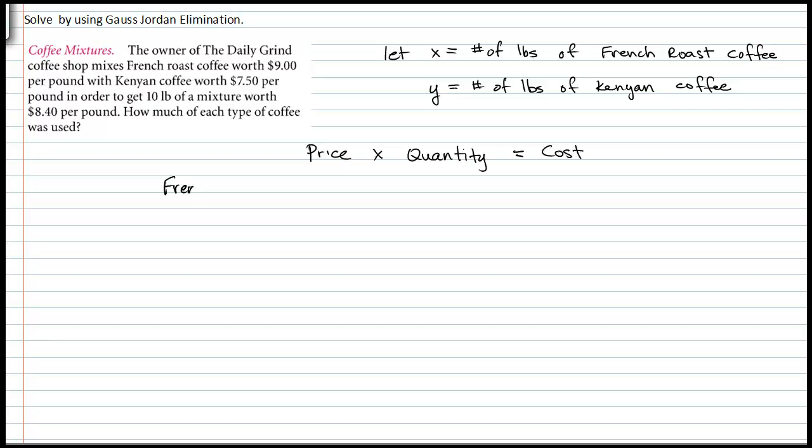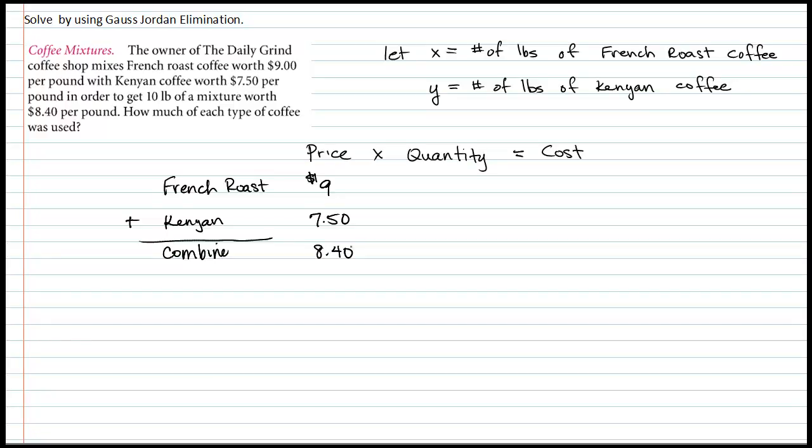And we have the two different prices. We have the French roast, which is worth $9. We're adding that to the Kenyan, that's worth $7.50, in order to produce a combo of $8.40. So we're adding the French with Kenyan in order to do a combination.